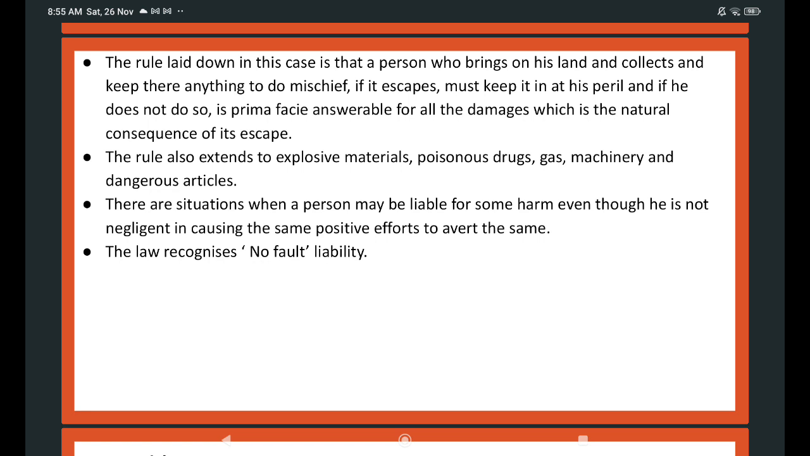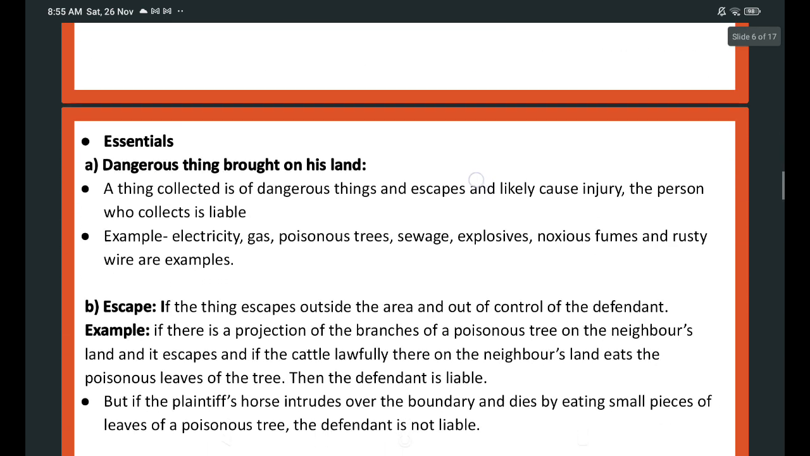The rule also extends to explosive materials, poisonous gas, machinery, dangerous articles, dangerous animals. There are situations when a person may be liable for some harm even though he is not negligent in causing it, despite positive efforts to avoid it. This law recognizes no fault liability.